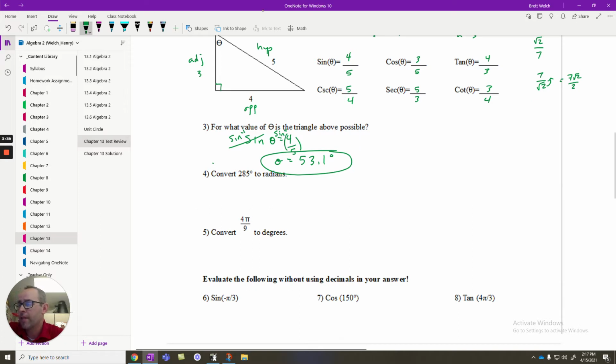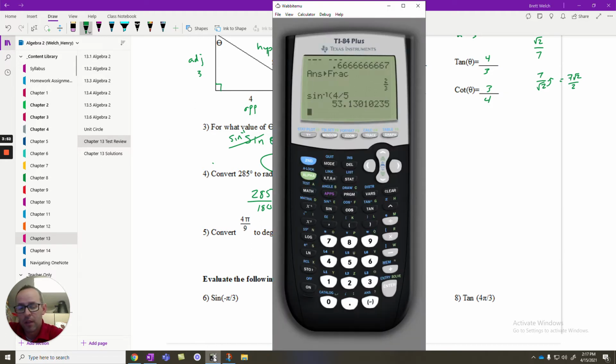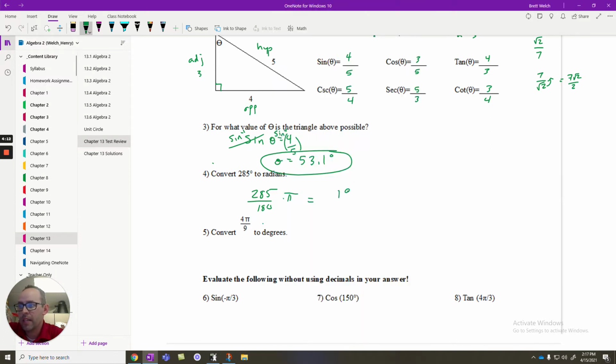We want to convert 285 to radians. Anytime we want to convert degrees to radians, all we have to do is divide by 180 and put a pi next to it. I'm going to use my calculator to get a nice clean number. So 285 divided by 180. Whoops, I missed my 0. Let's try that again. 285 divided by 180. I want that as a fraction though, so math, frac, enter. It's 19 over 12. So my answer would be 19 pi over 12.